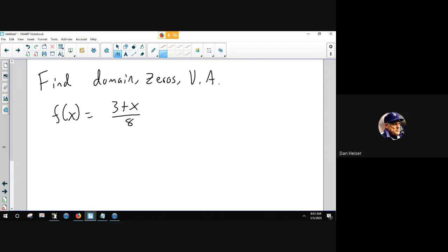Going to do several examples here with domain, zeros, and I'll even throw in vertical asymptotes for a little refresher. So for each of these upcoming problems, we will find the domain, we'll find the zeros, and find all the vertical asymptotes. And it's probably a good idea for you to try these before I do them. So for each problem, you may want to hit the pause button, try it yourself, and then check your answer with mine.